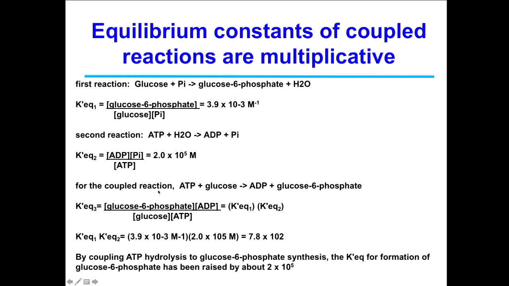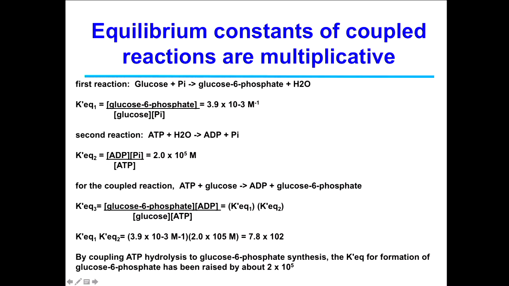Great, we got a lot of numbers. Now you can do some homework problems, but what does it really mean? By coupling ATP hydrolysis, so we're breaking down ATP, to making glucose 6-phosphate, the K prime equilibrium has been raised by about 2 times 10 to the negative 5. So we went up from here, right, that's a negative 3 to 10 to the 2. So we're going to be able to make a lot more glucose 6-phosphate.